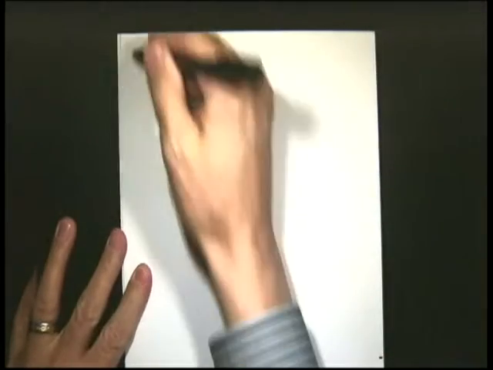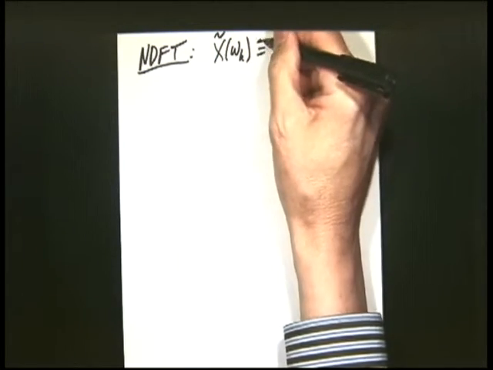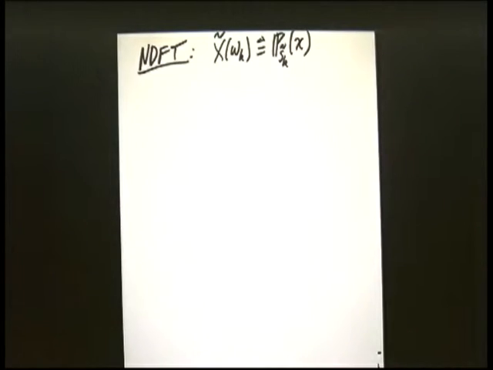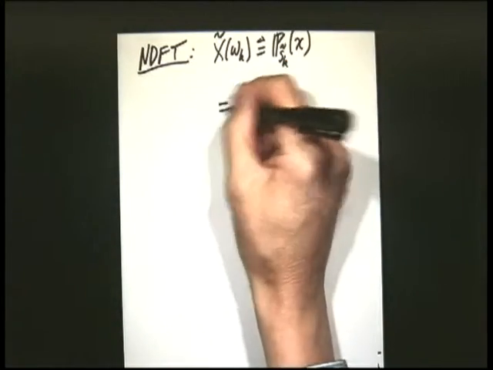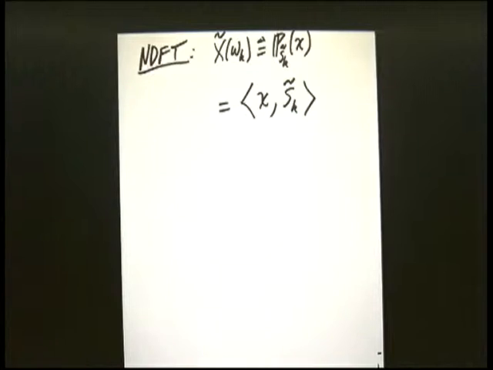So I just thought I'd pick up on one little aspect of what we talked about last time. Remember the NDFT. We sort of ran out of time right when I was going to make some of the Fourier theorems be pretty, using the normalized DFT. So x tilde of omega sub k is defined as the projection onto s tilde sub k of x. And that means that we're going to take the inner product of x with s tilde sub k. And s tilde sub k is our normalized DFT sinusoid. Normally we do not normalize.